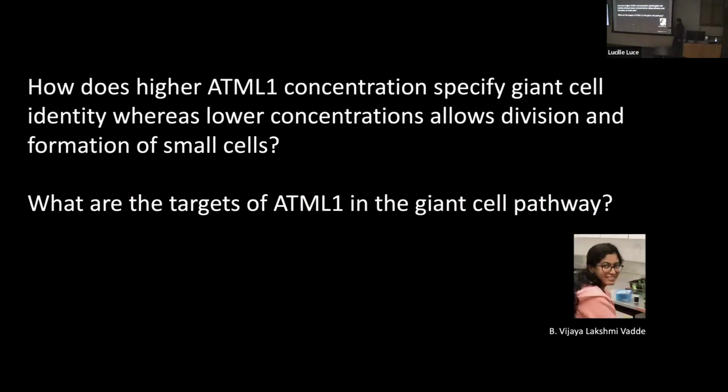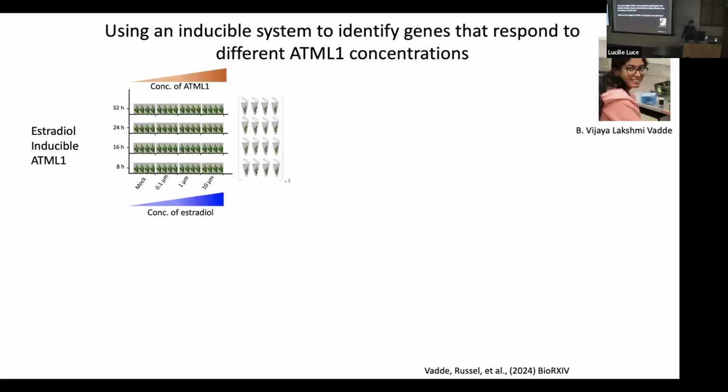So my former postdoc, Vijaya, wanted to address this. She asked, okay, how do higher concentrations of ATML1 specify giant cell identity, whereas lower concentrations allow that cell to divide? Because ATML1 is specifying giant cell identity and causing the cell to endoreduplicate. And to get at that, we need to know what the targets of ATML1 in the giant cell pathway are.